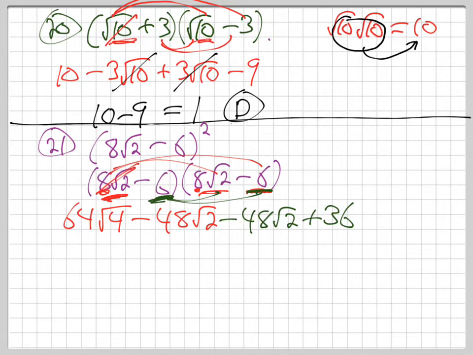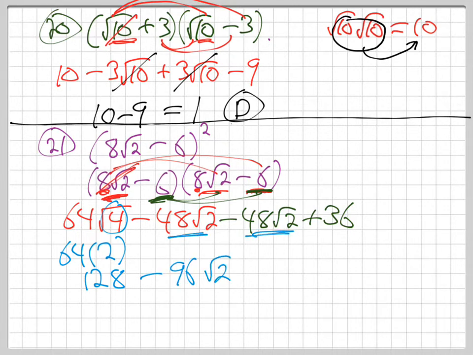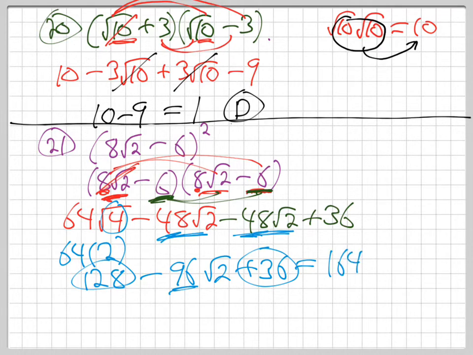Okay, now what? Well, the square root of 4 is just 2, isn't it? So that's going to be 128. Minus 48 root 2 and minus 48 root 2 add together to be 96 root 2, right? If you lose 48 bucks and lose 48 bucks, you lost 96 bucks. Plus 36. And finally, this 36 and this 128 can combine. Let me see, what is that? 164 minus 96 root 2. 164 minus 96 root 2. Option B on that one.